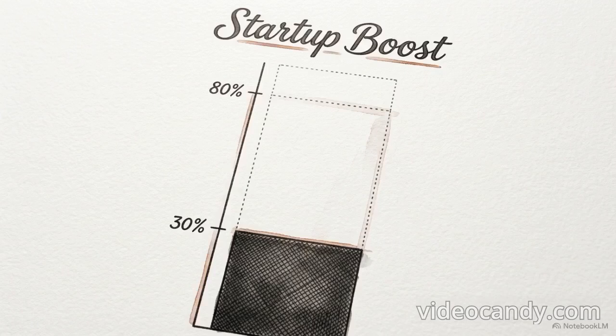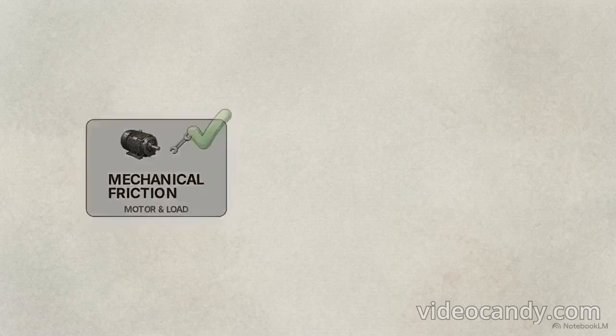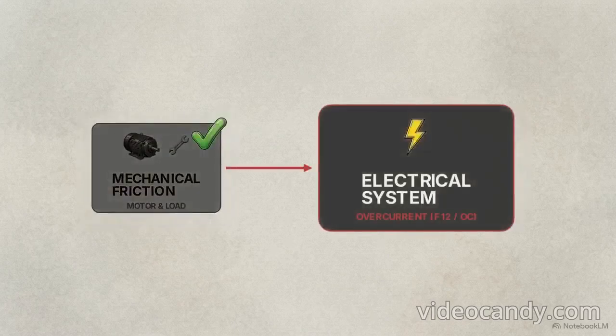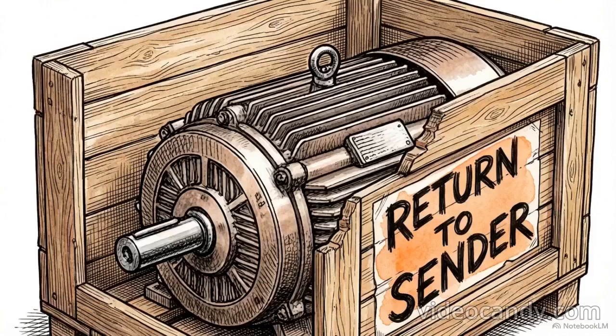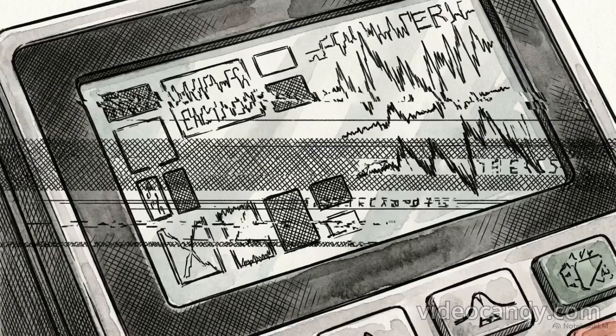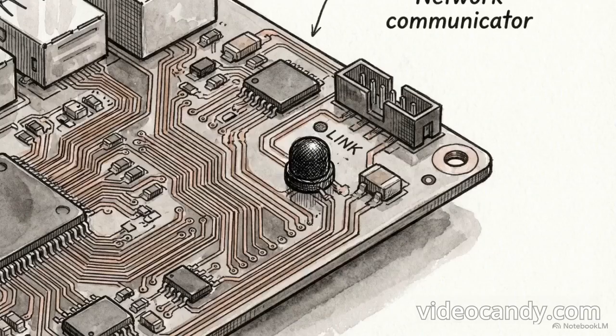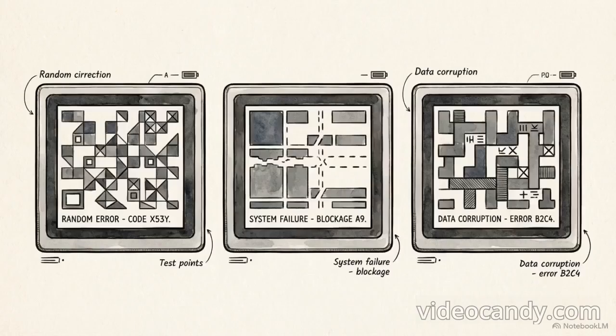Try extending the acceleration time parameter to ease the motor up to speed. You can also lower the startup boost setting, which reduces the initial surge of voltage. By ruling out physical friction before you even touch the keypad, you isolate the problem to the electrical side of the system, preventing you from replacing expensive mechanical components that are still functional.